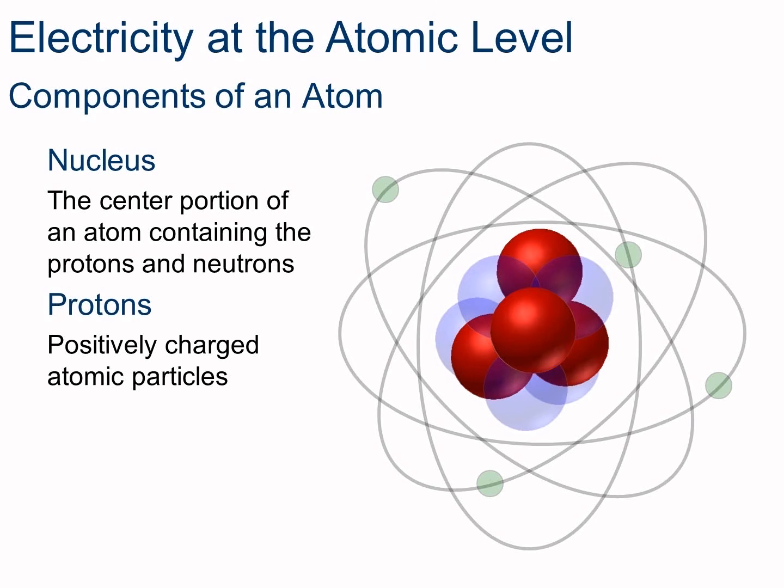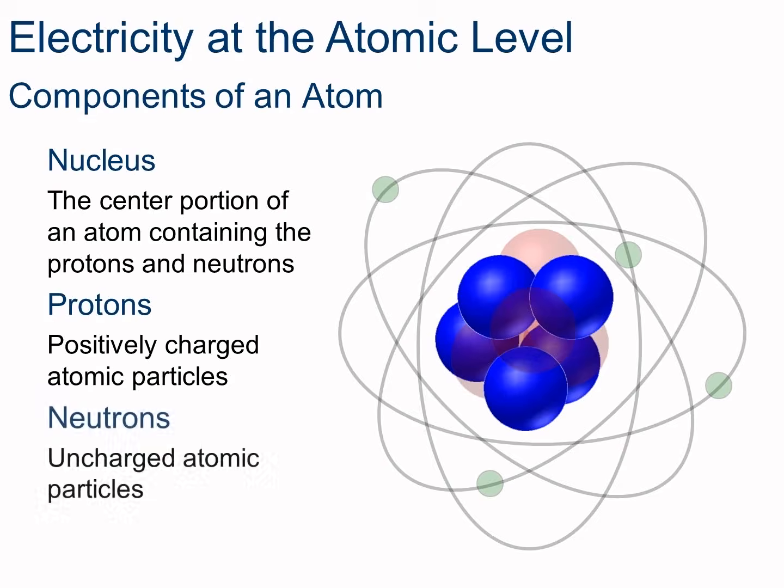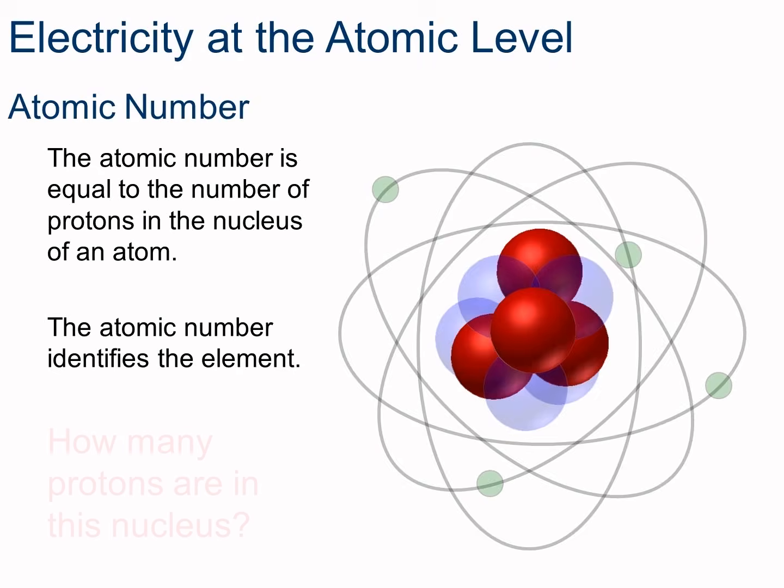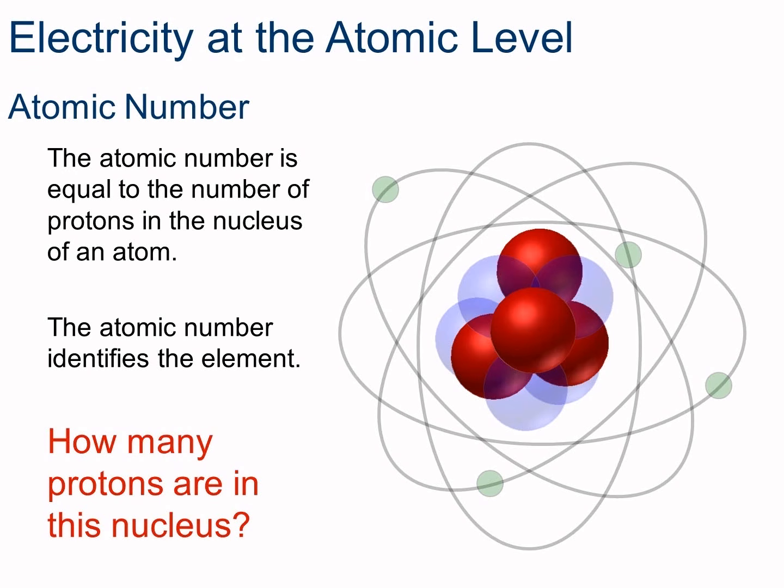So what are these protons? Well, these are positively charged atomic particles. Of course, they're accompanied by the neutrons, which are uncharged atomic particles. So the atomic number of an atom is based on the number of protons in the nucleus. So here we have a nice little atom. If we dull the neutrons, you can only see the protons. How many are there? What would be the atomic number?